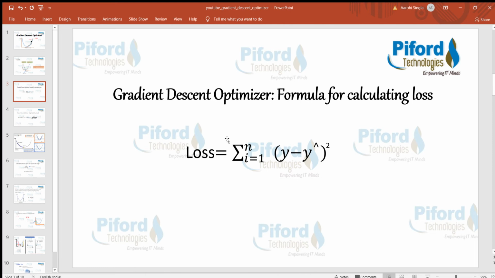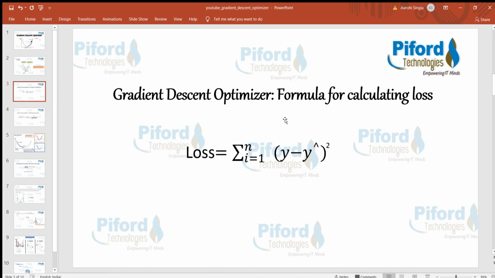That simply means in the gradient descent optimizer, loss will be calculated on the basis of all data points which are present in your data set. So if, let's suppose, 1 million records are there in your data set, it will calculate the loss on the basis of 1 million records. And this y is the actual y, and this y hat is the predicted y, and then the whole square. So this is the formula for the gradient descent optimizer. The very important thing to understand over here is that in the gradient descent optimizer, we calculate loss on the basis of the whole data set.